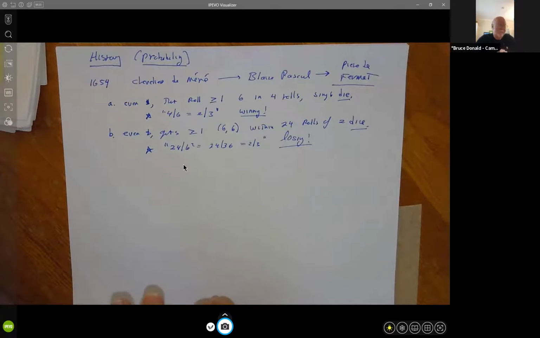Does anyone see what the problem is here with Chevalier de Méré's reasoning? What's going on with this? Any ideas? All the 6s, they're not exclusive events, so you can't just add them. Yeah.